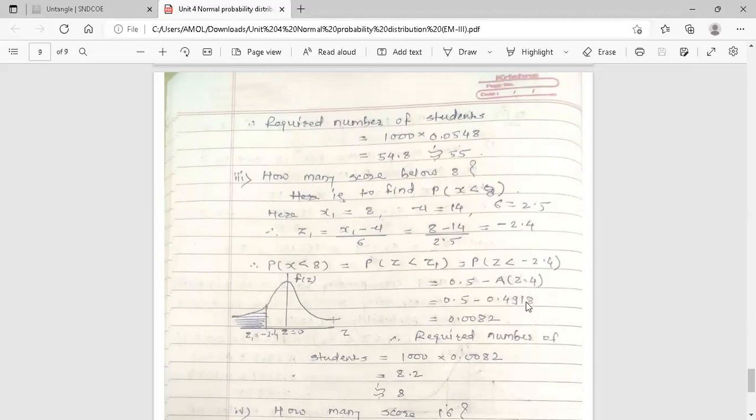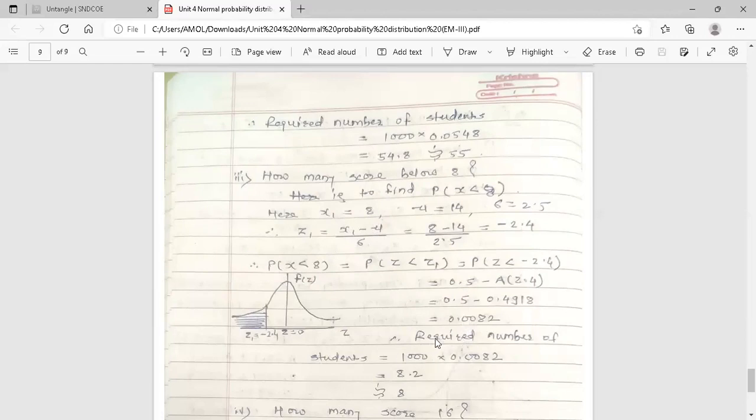Every time you have to subtract 0.5 from that value. If we subtract 0.5 from the area 0.4918, the result is 0.0082. So this is the probability when x is less than 8, that is, how many score below 8.